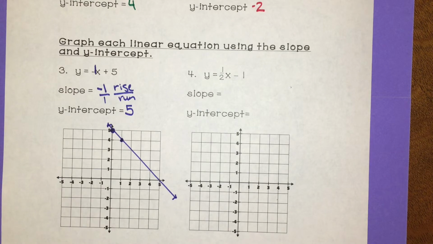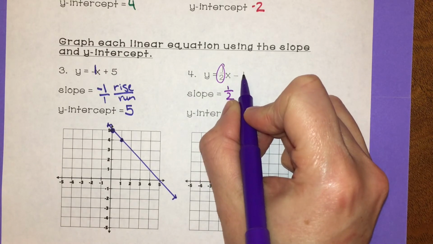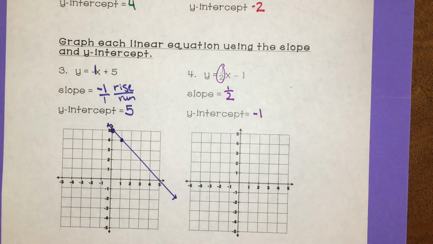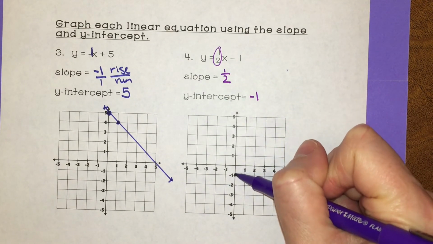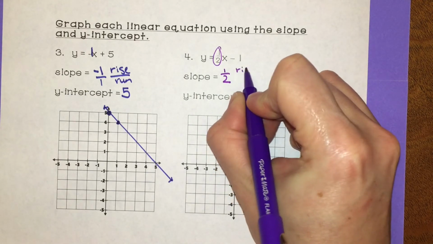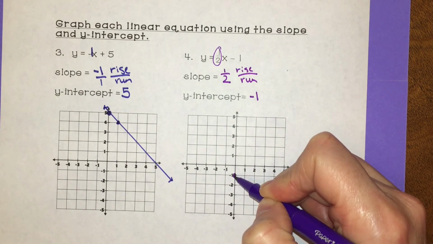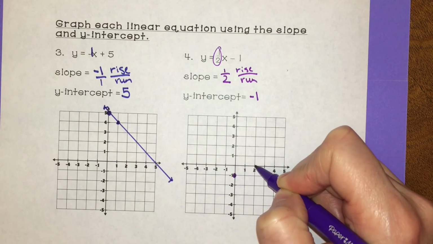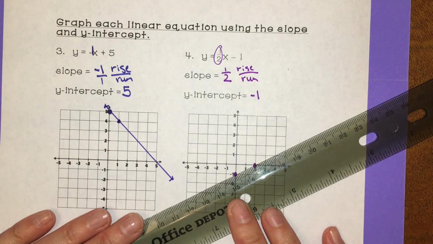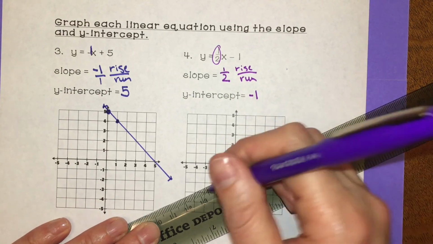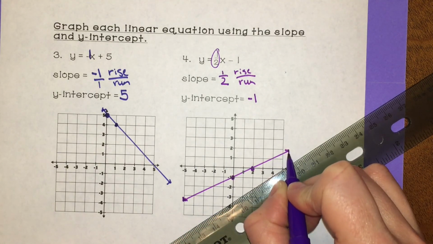And number 4, slope is 1/2. That's what's multiplied by x. Y-intercept, there's a -1, so y-intercept is -1, meaning my graph goes through the y-axis at -1. It's already in rise over run form for my slope. So that means from my y-intercept, I'm going to rise +1, run +2. And here is the graph of my last one. Hopefully you were able to graph linear equations.